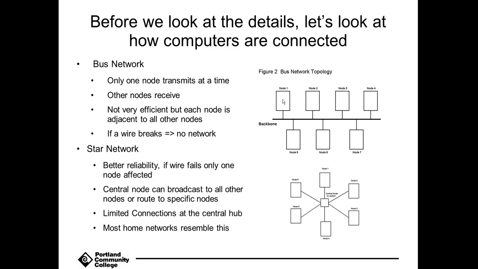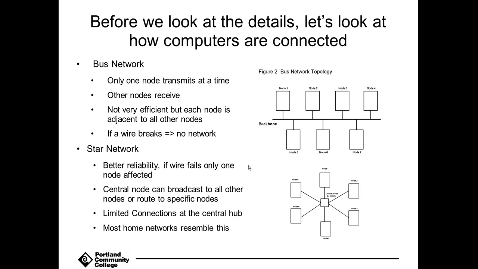But to get from here to here, it's what we call one hop. There's no intermediate delays, so latency is shorter. It's a fast connection. Now, on the other hand, if a wire breaks, if we break this wire, chances are the entire transmission medium goes down and the network's dead.